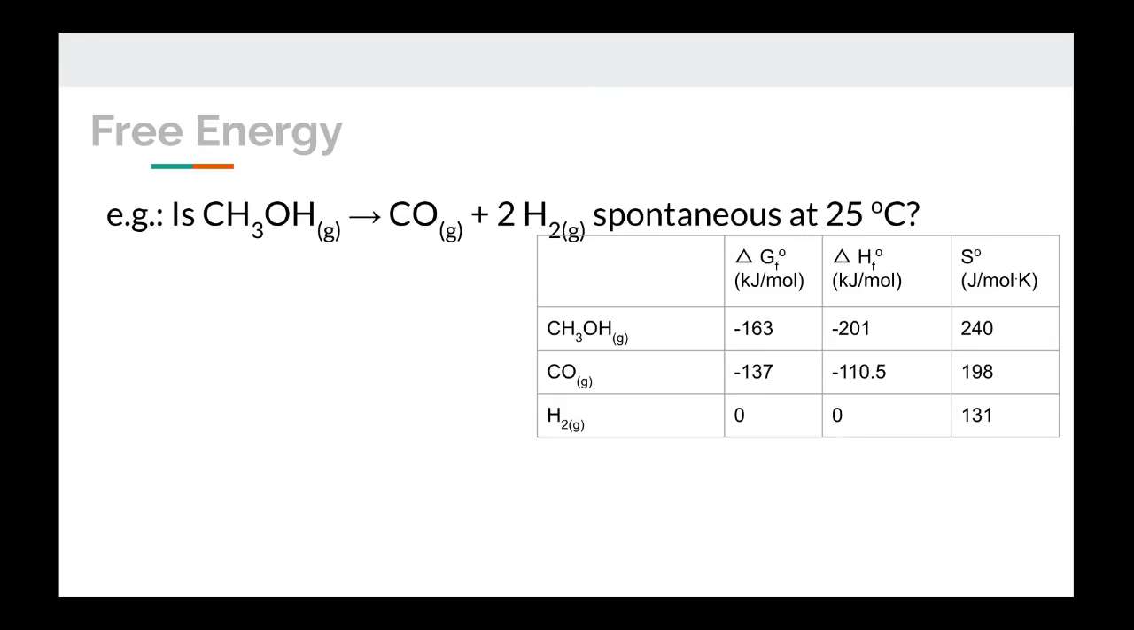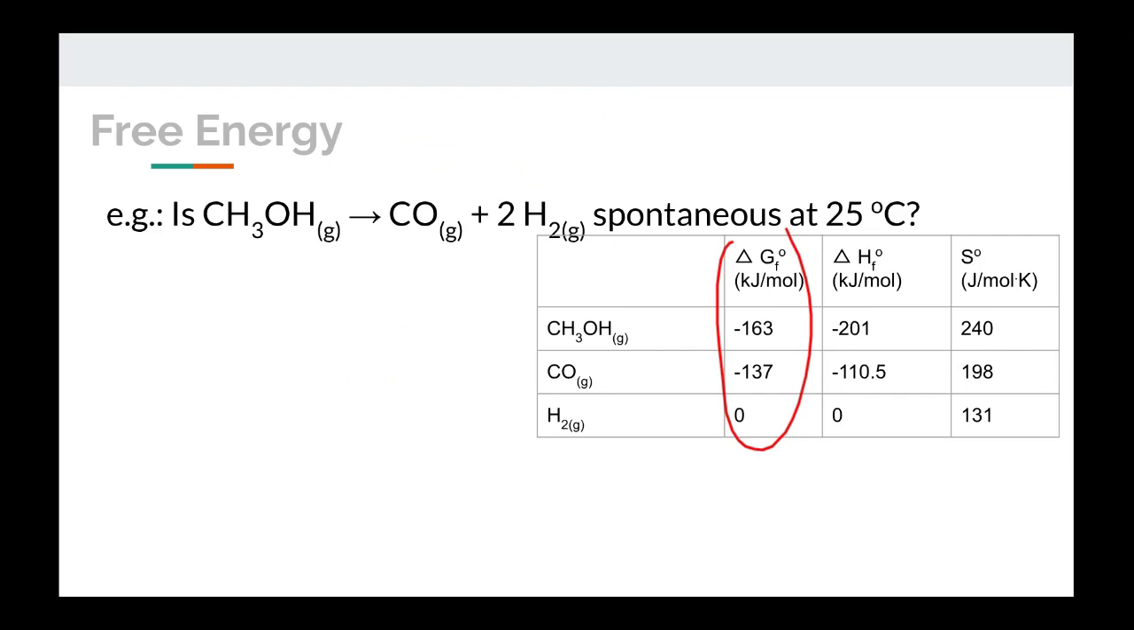Is CH3OH changing into carbon monoxide and hydrogen spontaneous at 25 degrees C? Remember, 25 degrees C is standard conditions, so we can use the values in this column to figure this out.